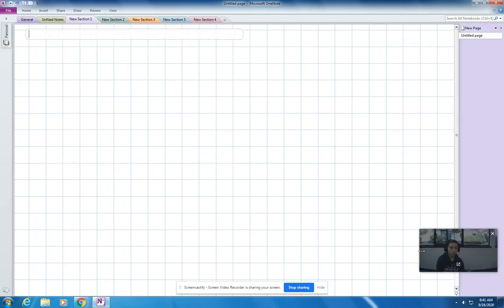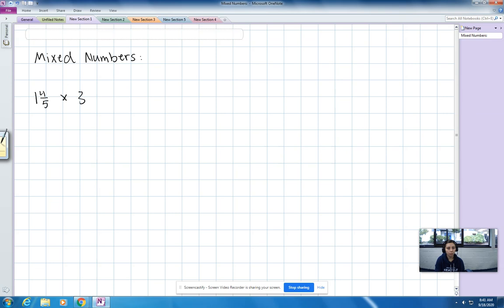Okay, now we're going to move on to mixed numbers. We are going to be multiplying mixed numbers by mixed numbers and mixed numbers by fractions. So our first example is 1 4/5 times 3 2/3.